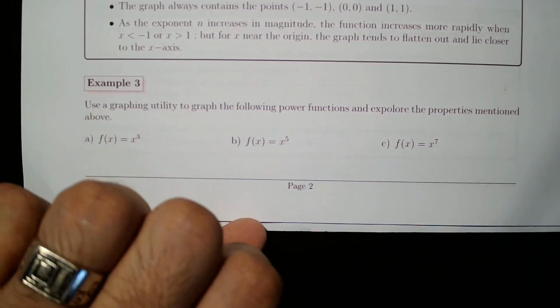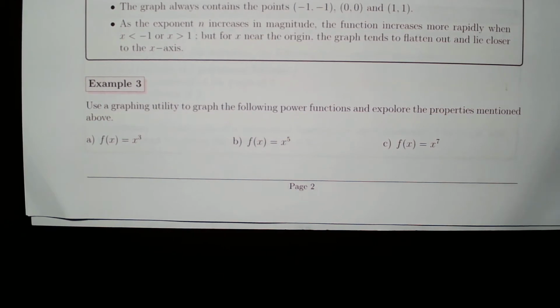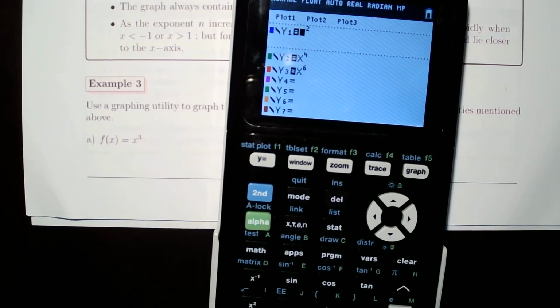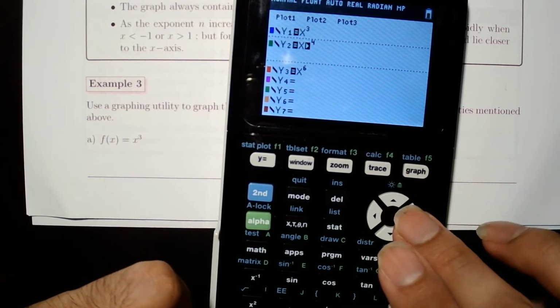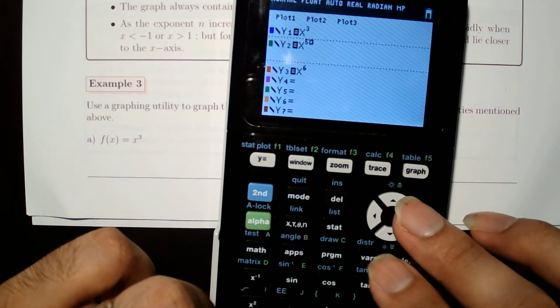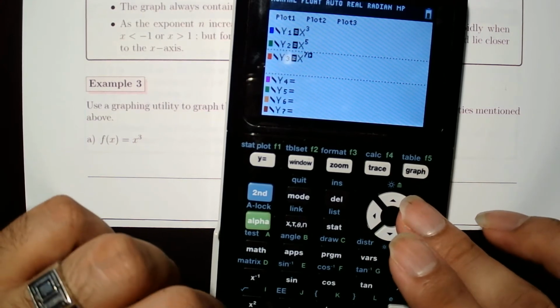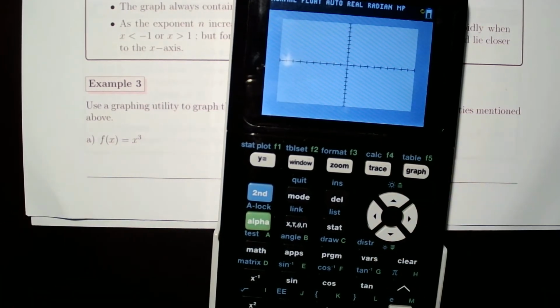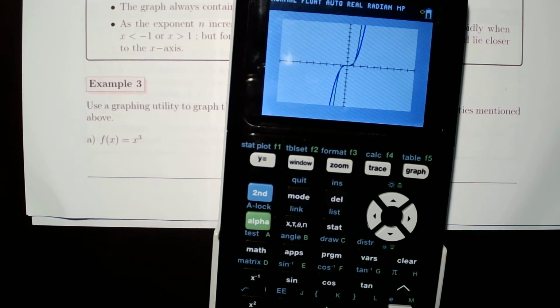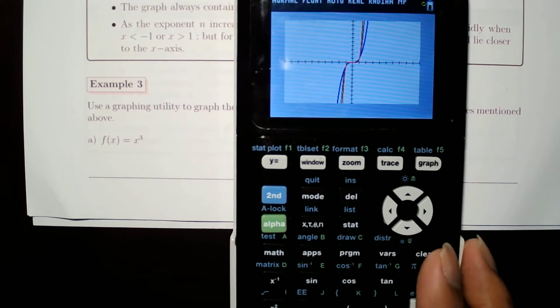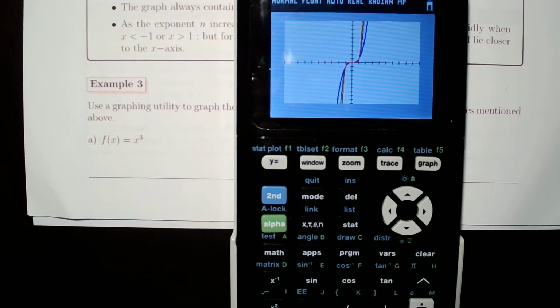So I'm going to do the same explorations here. I'm going to go to y, and change the exponents to 3, 5, and 7. And I'm going to hit graph. See how those graphs are symmetric about the origin? Can you recall the criteria for that, right? So that's what we have.